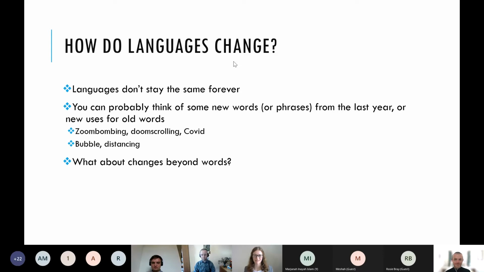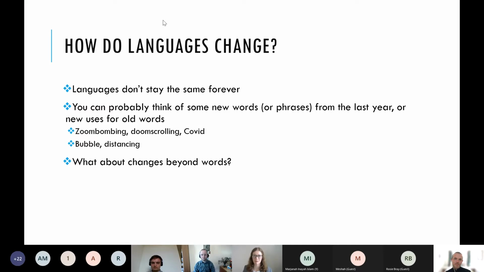And same with distancing, right? If you said, oh yeah, we stayed socially distant, or we were doing really good distancing, a year ago, everyone would have thought you were mad, because that word has gained a completely new use quite recently. So it's easy to think about changes at that level of the language, about new vocabulary.